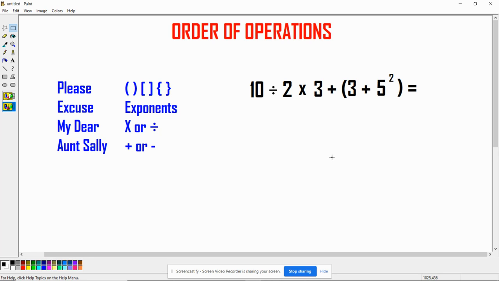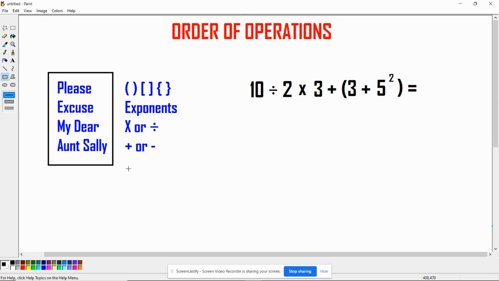for order of operations. Now, a lot of kids, when they see a problem like this, they'll just start from the left and start going across like they're reading a book, and you can't do that. There's a certain order to problems when you have many operations. This problem's got division, a multiplication, addition, some parentheses, and even an exponent. So there's a certain way you do it. How do you do it? Well, you do it, please excuse my dear Aunt Sally.